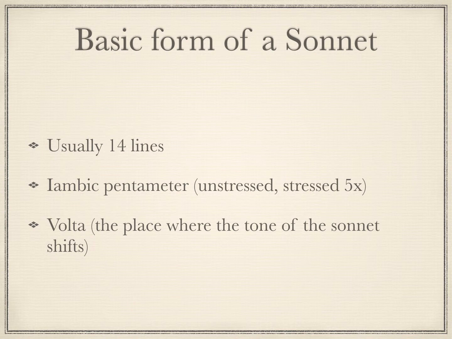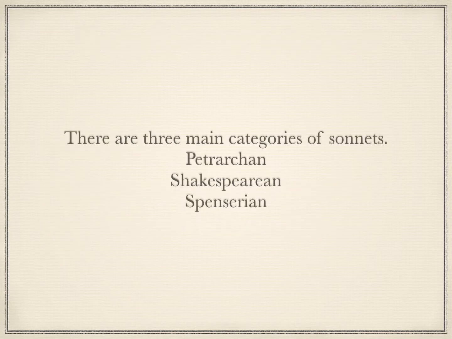There are many different types of sonnets, but there is a general form to which most sonnets adhere. They are usually 14 lines of iambic pentameter with a volta, or a shift in the tone of the sonnet. There are three main categories of sonnets. There's the Petrarchan, the Shakespearean, and the Spenserian.